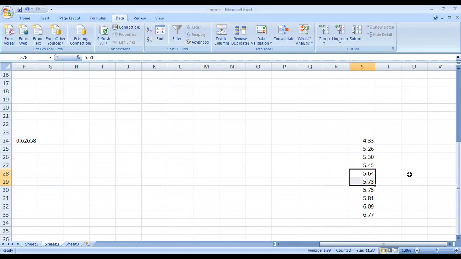So what is the median you got? Tell me. 5.64, 5.695... Plus 5.73 divided by 2. 5.685. Okay. In this way we calculate. First we have to arrange. So we arrange in the Excel with the help of sort, data sort. Okay.